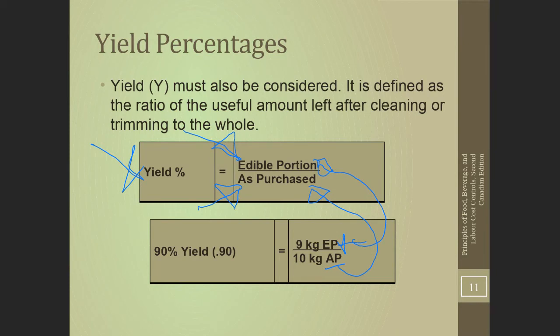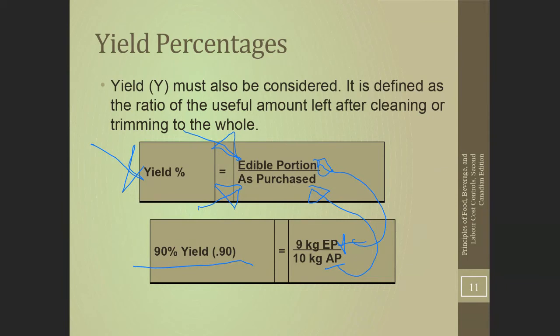Let's say we clean it up a little bit. So we fillet it to some degree, and when we weigh it after it's been cleaned, it now weighs 9 kilograms, because we can't use 100% of this fish. That 9 kilograms is the edible portion. If we take 9 divided by 10, we get 0.9 or 90%. This is the yield, and it means that only 90% of that product was usable.